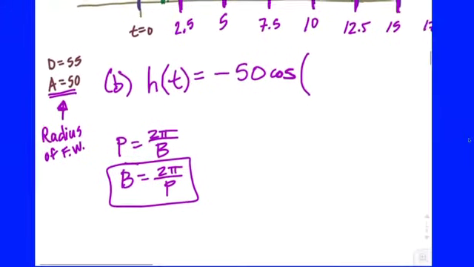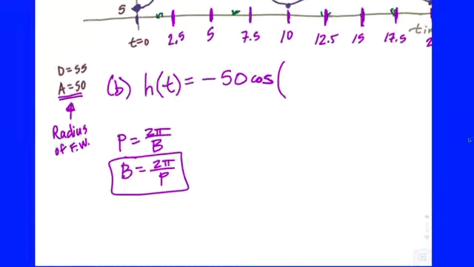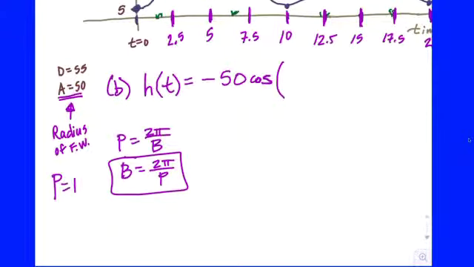Do we know what our period is? What is it? 10. Good. So if the period is 10 seconds per one rotation, then B is going to equal 2 pi over 10, also known as pi fifths. Good. You got that? You get the period from the graph and convert it to B. If you're given the equation, you start with B and you convert it to P, for period.